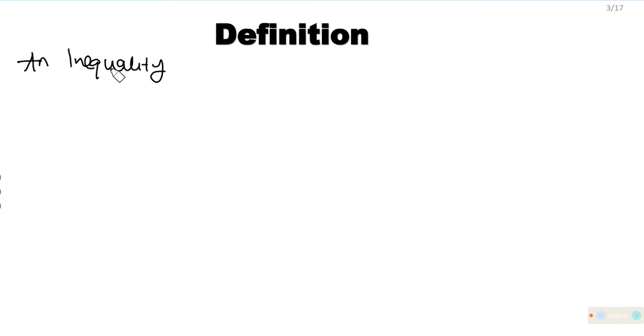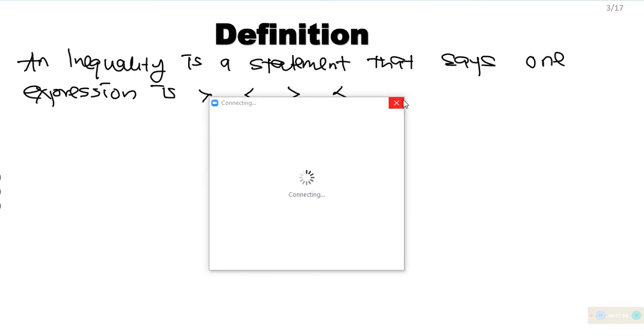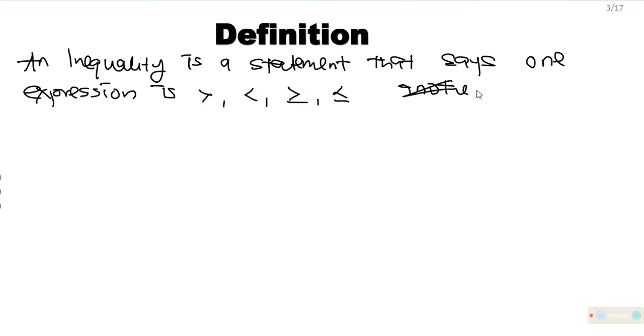By definition, an inequality is a statement that says one expression is greater than, or less than, greater than or equal to, or less than or equal to another one. That is just an inequality.